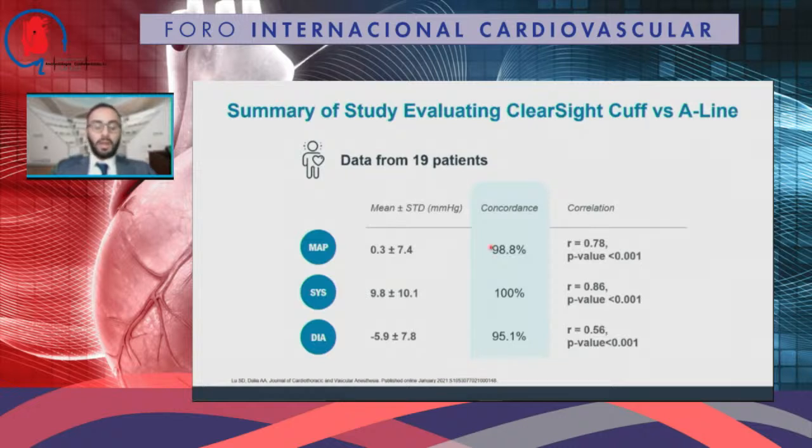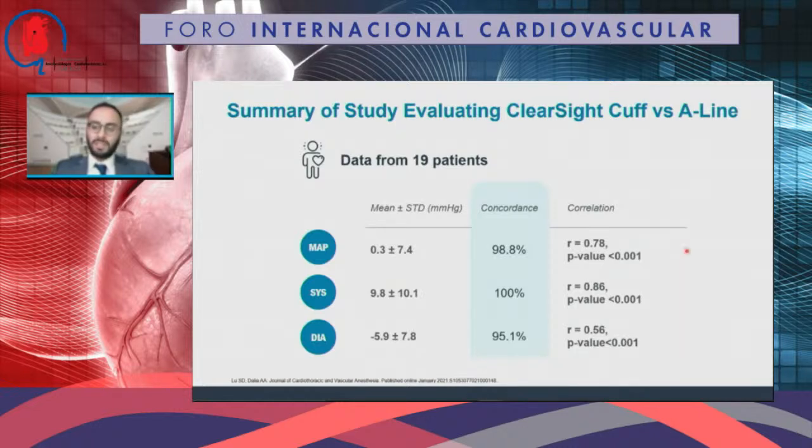is almost spot on. With the other parameters, the systolic and diastolic blood pressure, systolic blood pressure had almost 100% concordance, with the diastolic blood pressure at 95% concordance. And so you can see that the makeup of these two parameters ended up altering the MAP concordance slightly below 100% at 98.8%, but this is all within the margin of error that you would expect with a monitoring device.